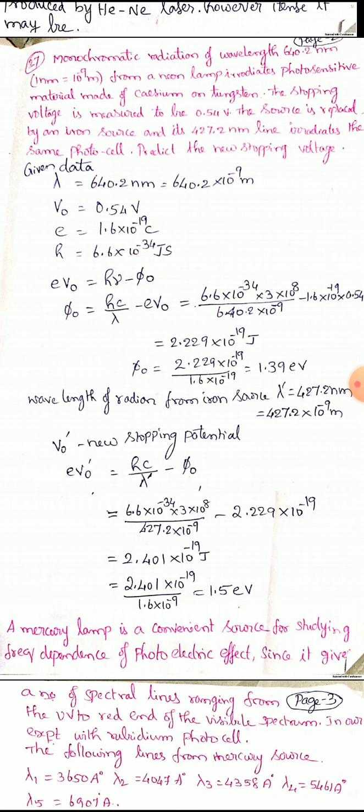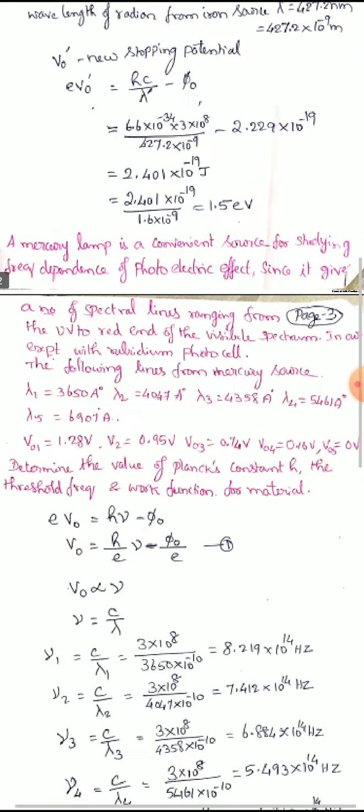You will get the answer as 2.401 into 10 to the power of minus 19 joules. Convert it into electron volts. So this is the new stopping potential. The voltage we get is 1.5 volts. Then we can go for the next sum.